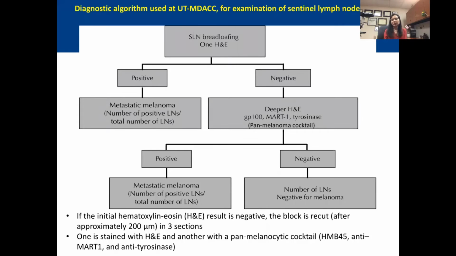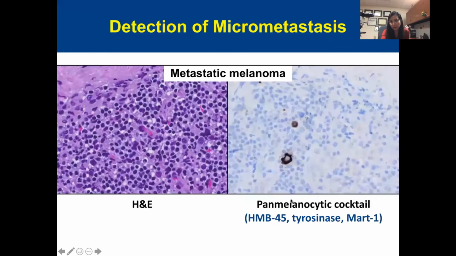And the next session is when we get the H&E and we look at is this positive, of course we call it positive sentinel lymph node, but if it is negative, we go to the next step. We get additional deeper H&E and two unstained slides. One of the unstained slides is for pan-melanoma cocktail that includes HMB45, MART-1, and tyrosinase. And after looking at that deeper and immuno, if positive, we go for it. And if it's negative, we just call it negative sentinel lymph node.